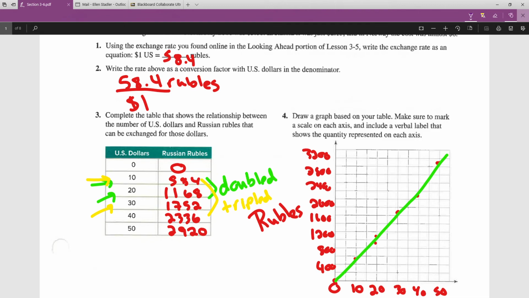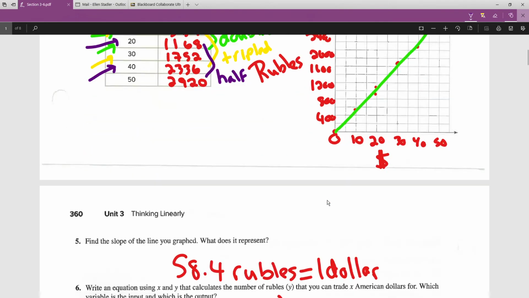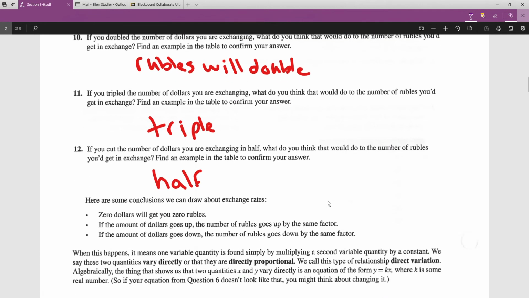Cutting in half. So if I went from 40 to 20, 20 is half of 40. What is 2,336 divided by 2? Well, it should be 1,168. Verify that in your calculator. So it appears that we're correct, that if I cut the dollars in half, I also cut the number of rubles in half. So here are some conclusions we can make.